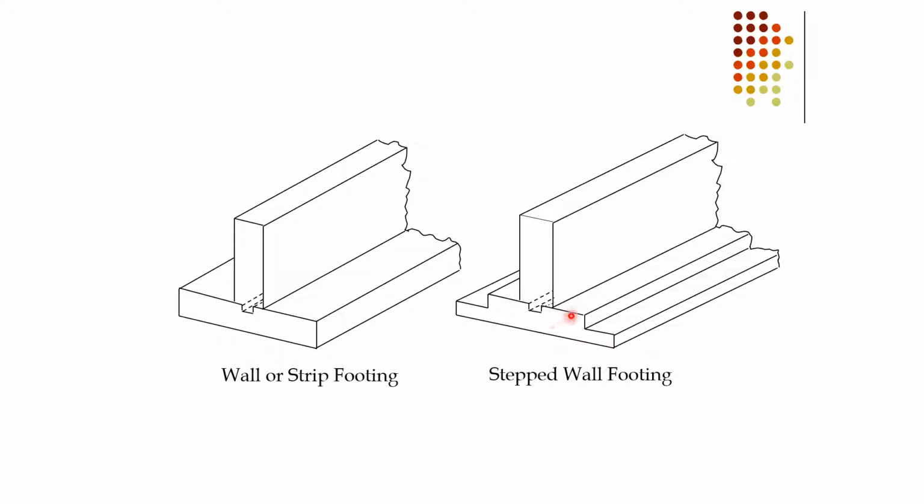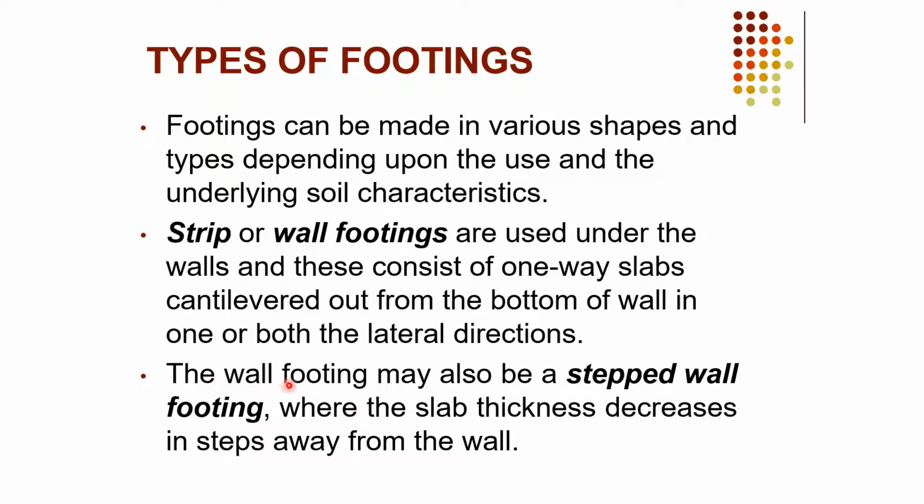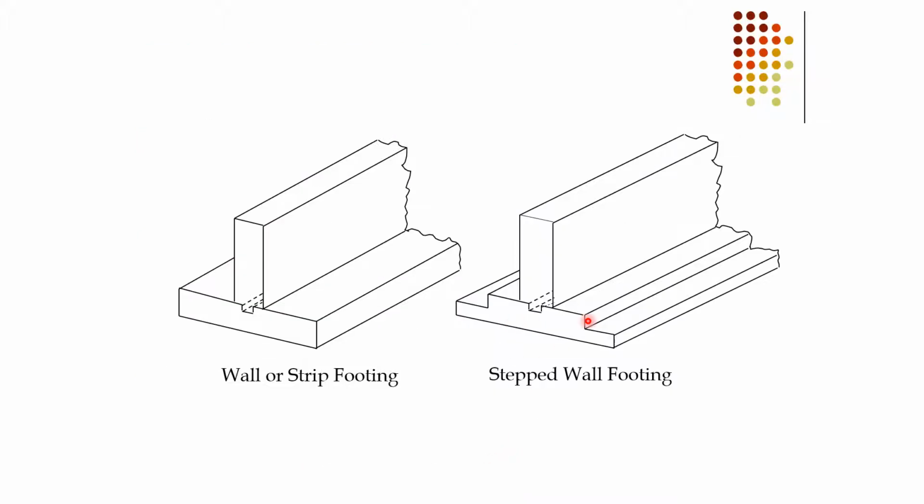We know the moment in a cantilever is more at the connection near the support and less at the free end. Where the moment is less at the free end, we can cut the concrete at that part. So we can also make the strip footing a stepped wall footing. I will come back to this. The wall footing may also be a stepped wall footing, where the slab thickness decreases in steps away from the wall. Why do we decrease it? I have explained: due to the moment reduction, there is less moment at the free end and the major moment at the support end.